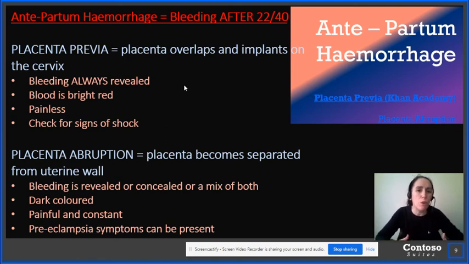So how on earth are you going to find a concealed bleed? Well, if there is any bleeding, it'll more likely be dark colour or a mixture of dark and light colour. It won't be this bright red constant like the placenta previa. If it's concealed, then you might not obviously have any blood at all. What you would find is that the patient presents with a constant pain.